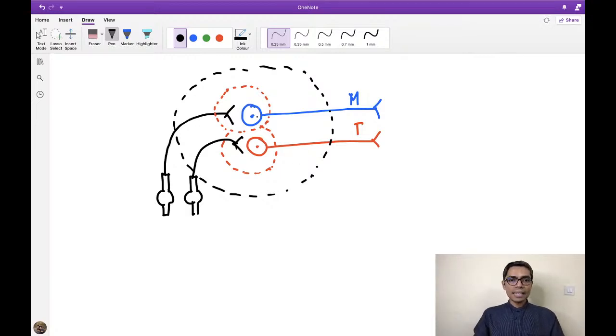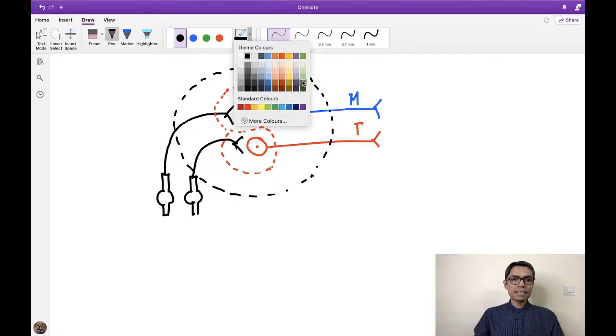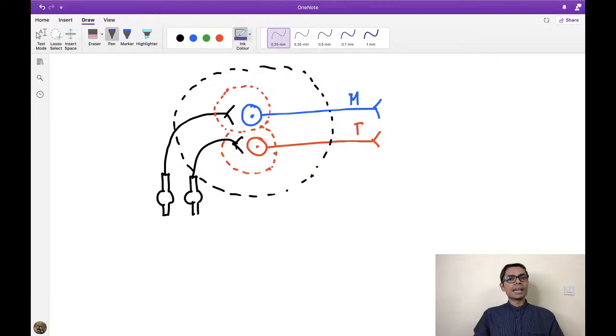At the level of the glomeruli, apart from the first order and second order neurons, there are two other neurons: the granule cell and the periglomerular cell. What does that mean? The periglomerular cells are present here. This is the cell body of the periglomerular neuron, and this is its axon and dendrite part.